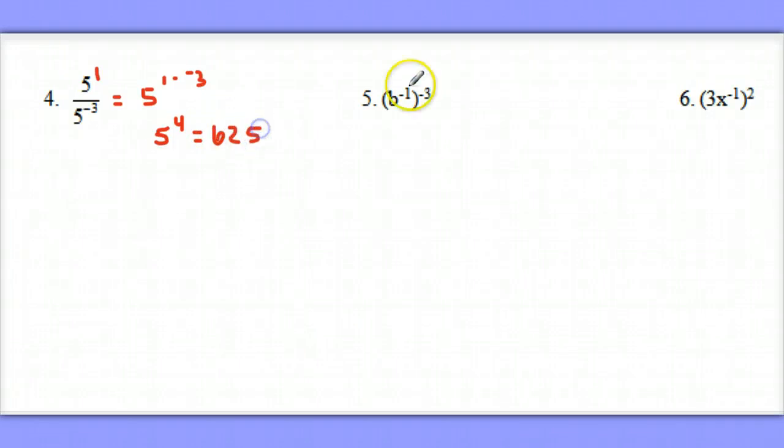Here we're going to use the power property of exponents. When we have a power to a power, we multiply the powers. So this is just going to become b to the third. In this case, since we have a negative times a negative, we get a positive exponent.